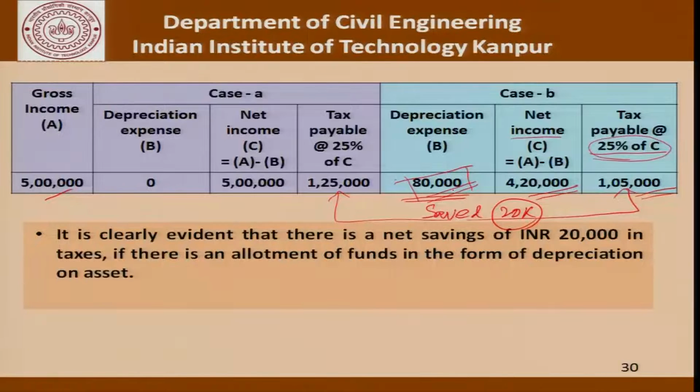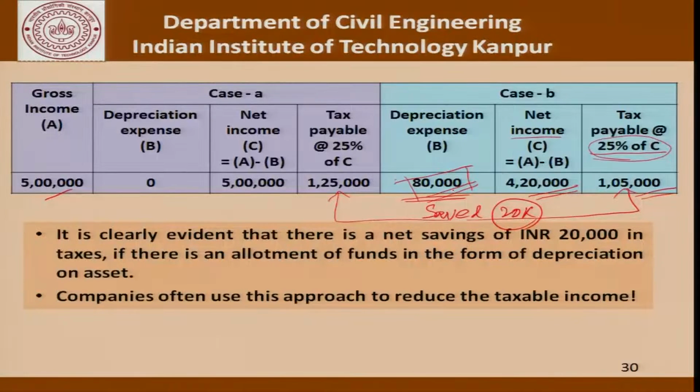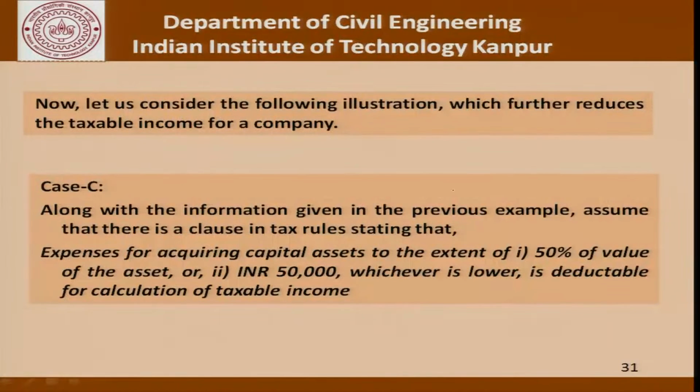it remains with the company, and that is what is written here. It is clearly evident that there is a net saving of 20,000 in taxes if there is an allocation of funds in the form of depreciation on assets, and companies often use this approach to reduce the taxable income and the taxes. Now, let us consider the following illustration, which further reduces the taxable income of the company and encourages a company to increase the asset base of the company.